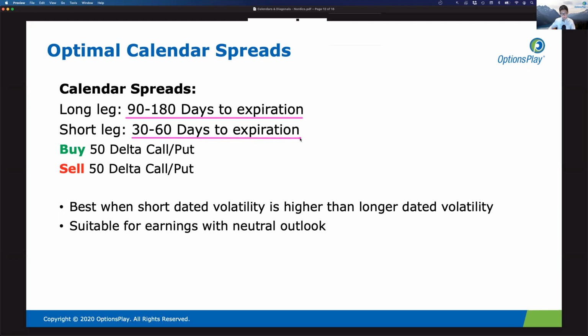That's your target date. And you always want to roughly buy and sell the at the money call or put. So a 50 delta call or put is usually what you want to buy, and a 50 delta call or put is what you want to sell. Now, you can always have a slight tilt to it, right?